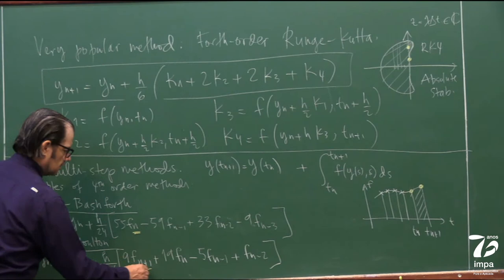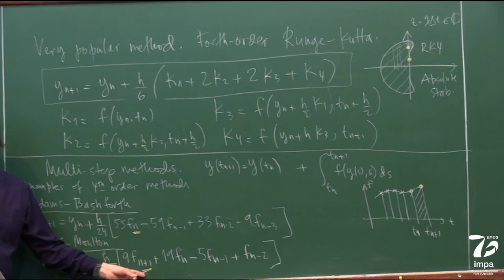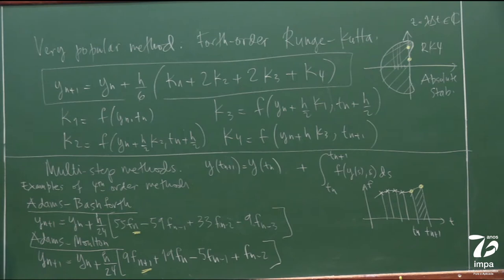If I were to use only Adams-Moulton, I would have to find the zero of a function, right? Because I don't know the vector field at this time. I'm exactly trying to advance my solution. And this one I know. They're both fourth order, okay?